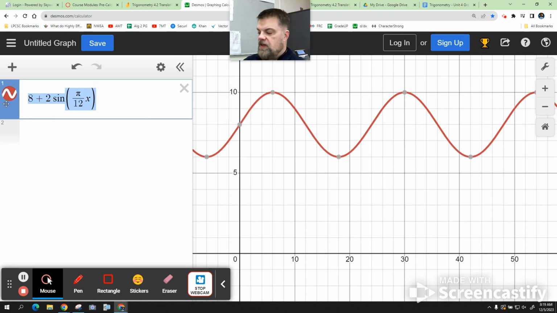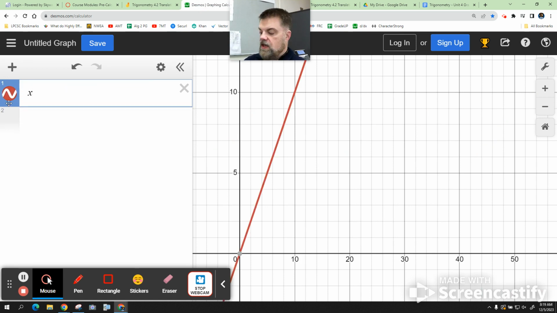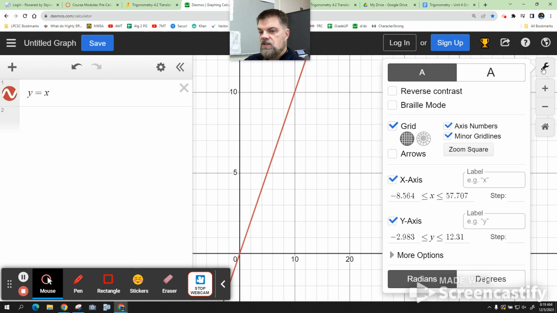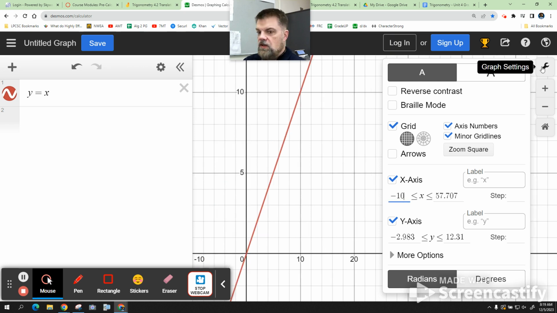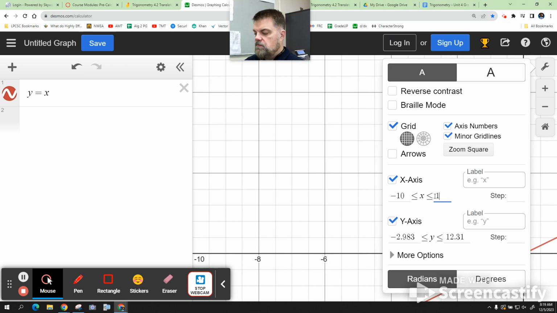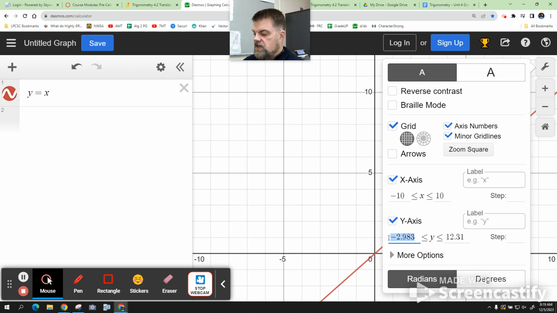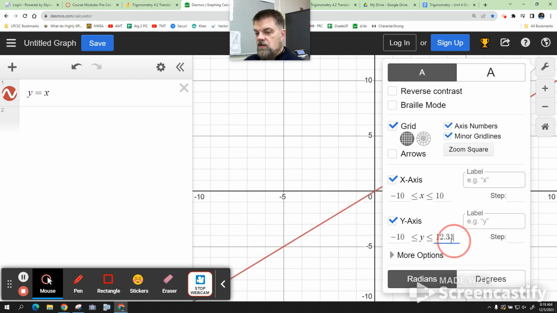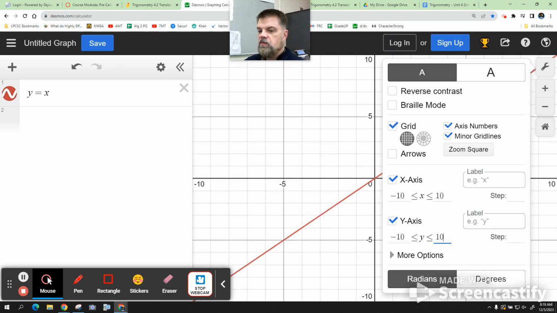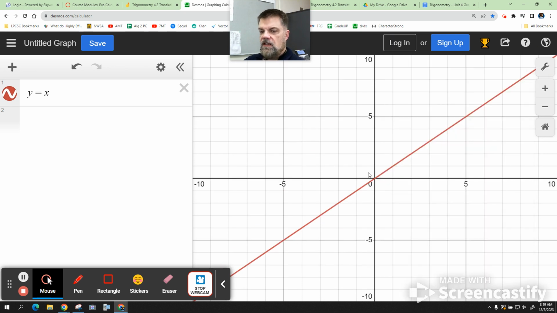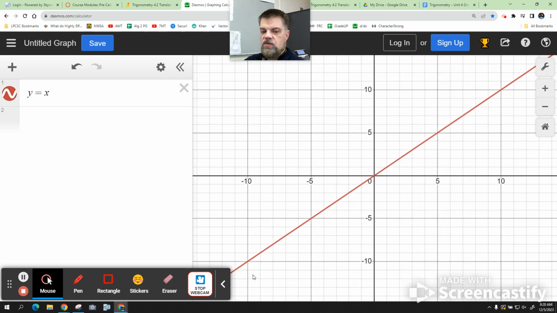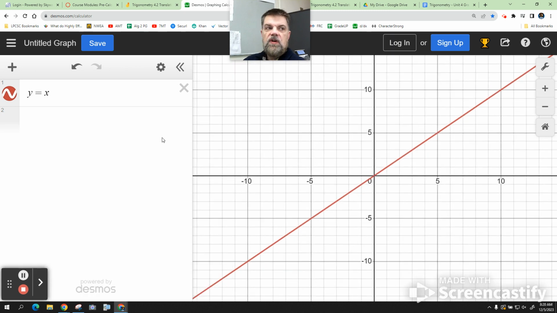In Desmos, do me a favor, graph y equals x. And let's just set our parameters in Desmos. Let's just go from like -10. So click on this little wrench here. Go from -10 to 10 in the x-axis, and go from -10 to 10 in the y-axis. And you can scroll your mouse too. It doesn't have to be precise. But I just wanted you guys to see that you can zoom in and out using the mouse pad. But anyways, we know what that is, right? That's a linear function, the slope is 1, the y-intercept is 0, right?